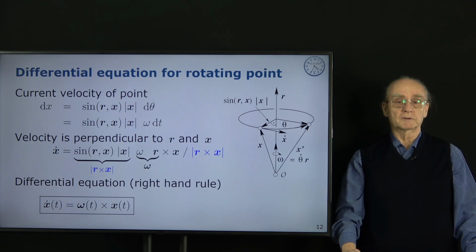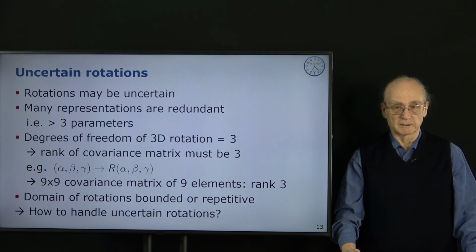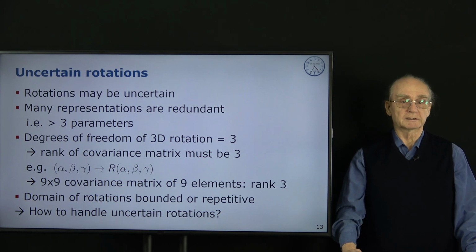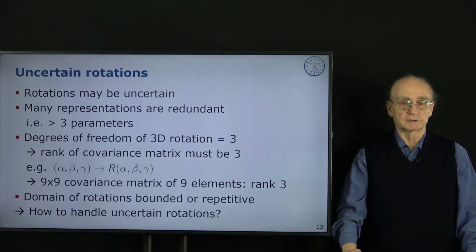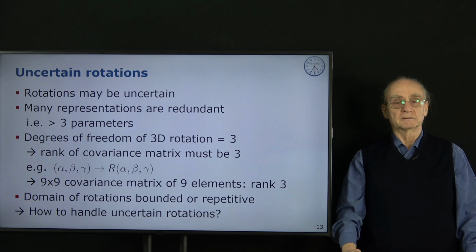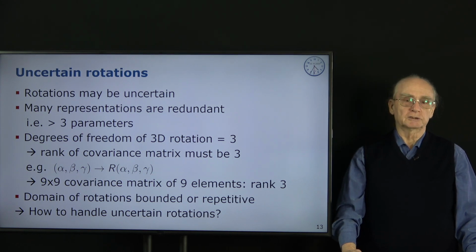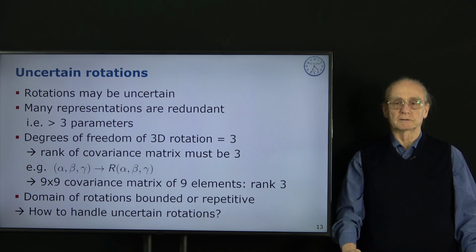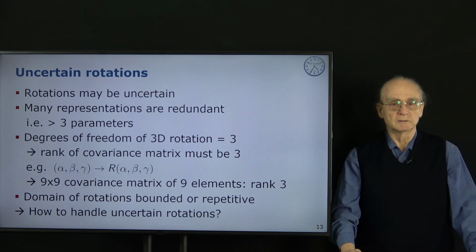And now we have a look at a second application, which is very important in our context. These are uncertain rotations. As I already said, rotations in our applications usually have a small uncertainty, let's say better than 1%.